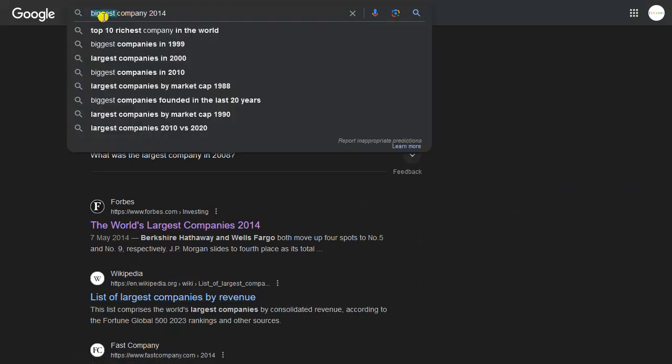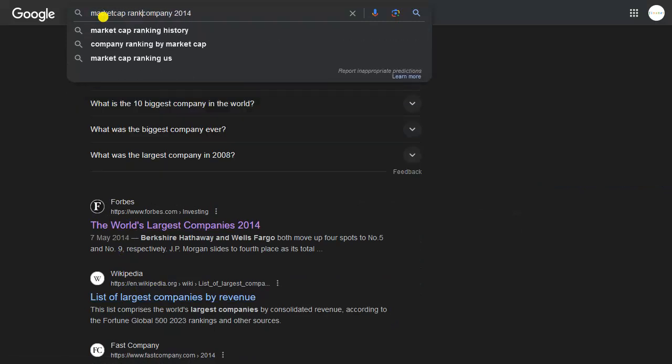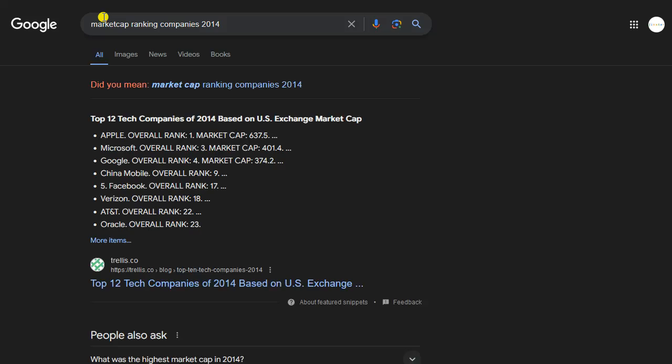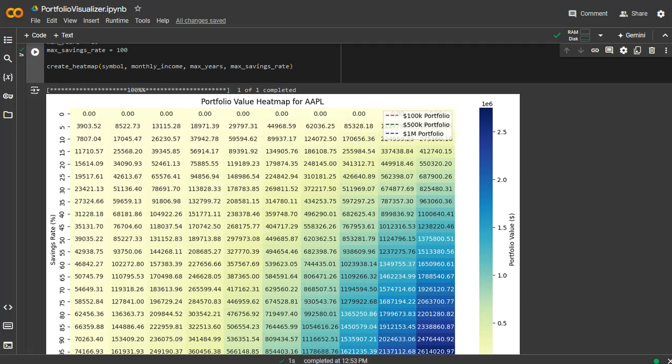I actually want market cap ranking companies in 2014. Okay, so Apple was the highest market cap company in 2014. Then Microsoft and Google. Not a lot has changed in this regard, right? So we have just checked out Apple. It's just investing in the top ranking company in 2014, right?